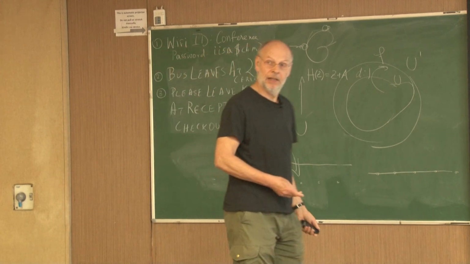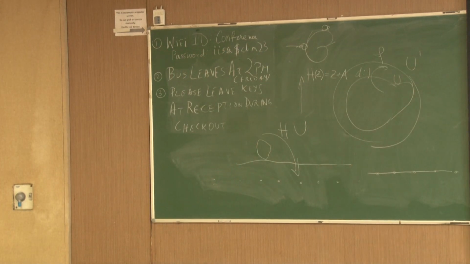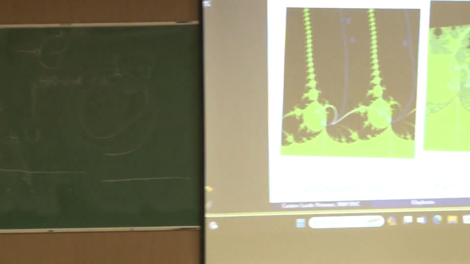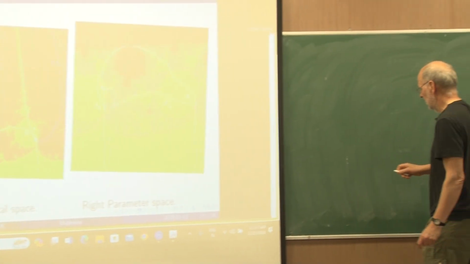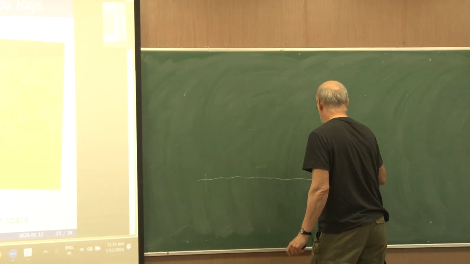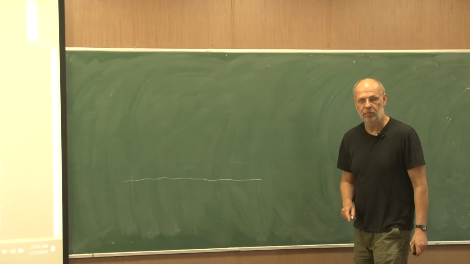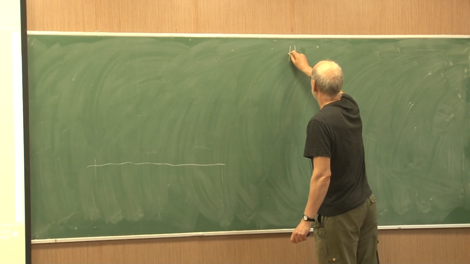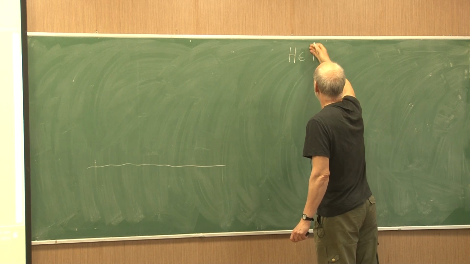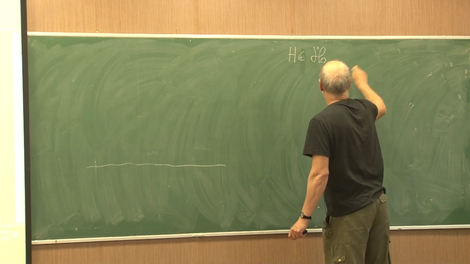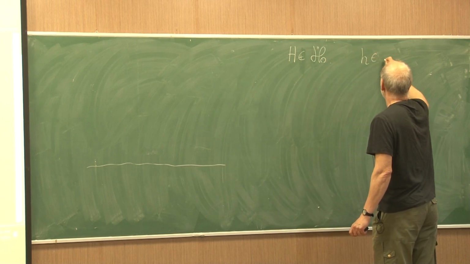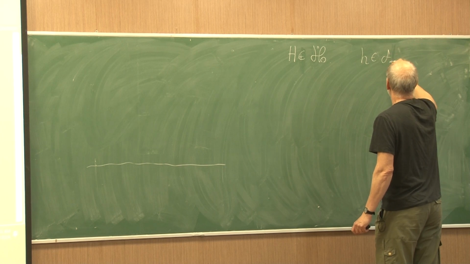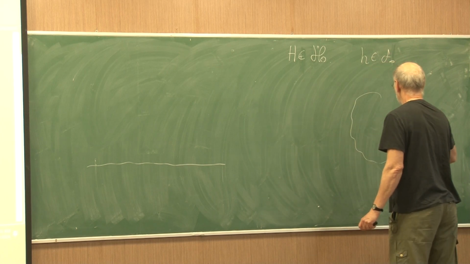And for that, I need some more blackboard space, or I reserved some space here. So to understand that, here's my boundary. I have an H in H0. So I have a little h in A0, which has a parabolic fixed point.